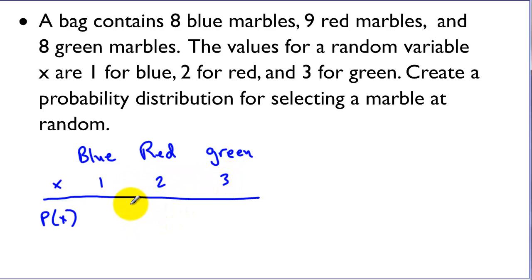Now the probability of getting a blue, now there are a total of 25 marbles in the bag, so the probability of blue would be 8/25. The probability of red would be 9/25, and the probability of green would be 8/25. And we could double check if we add across, we get 25/25 to show that they add up to 1.